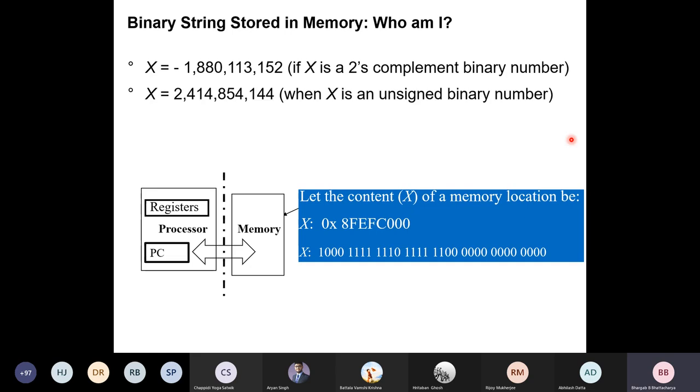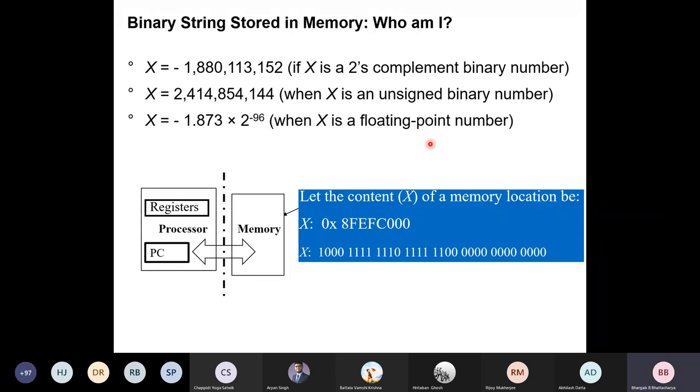But you are not sure. X could be a floating point number. It could be an unsigned binary number also. The processor is able to process unsigned numbers, signed numbers, all kinds of arithmetic operations are available. So if X is an unsigned binary number, then the most significant bit is not a sign bit. It contributes to the magnitude. So then X would be something like this.